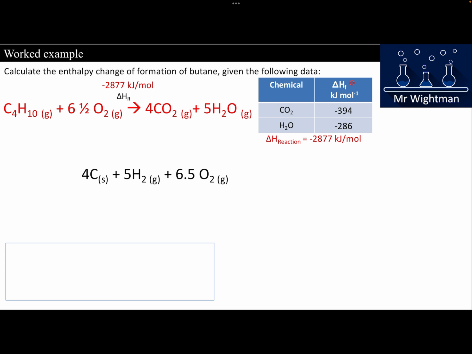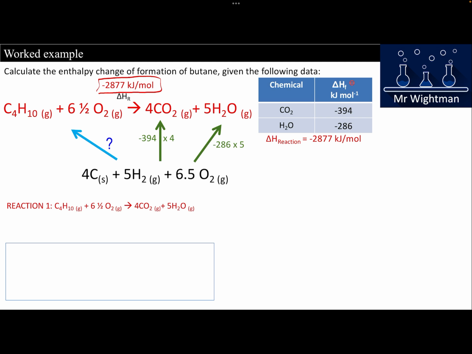So to construct the Hess diagram, these are our elements that form butane, and that is what we're trying to work out. It says calculate the enthalpy change of formation of butane, which by definition is forming 1 mole of butane from its constituent elements under standard conditions. So we need to find that route per mole of butane. We are presented with that data to make CO2 and to make water. And we're also presented with the enthalpy change of reaction, which is minus 2877.